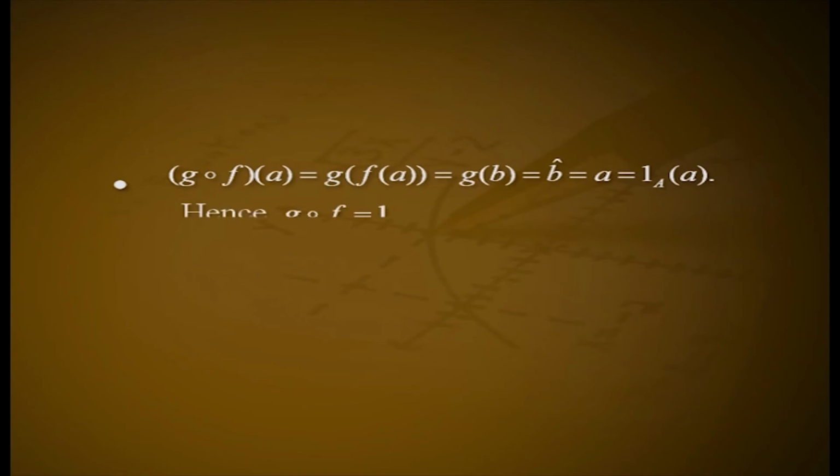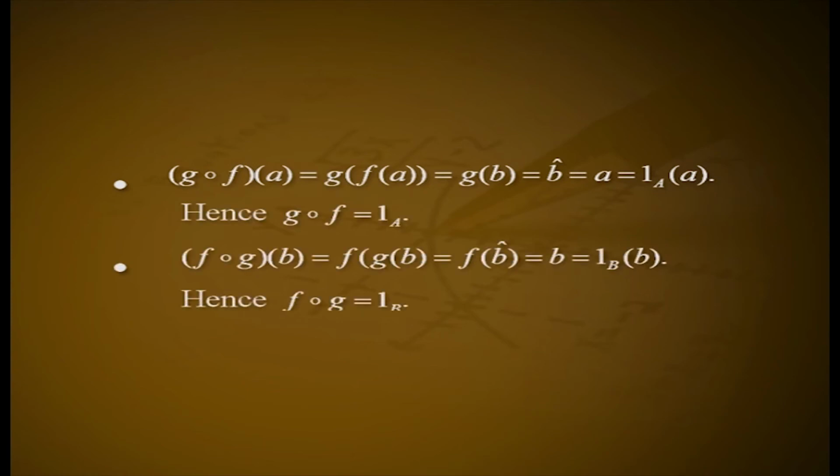Now suppose f is both 1-1 and onto, then each b belonging to B is the image of a unique element in A, say b cap. Thus, if f(a) = b, then a = b cap, hence f(b cap) = b. Now let g denote the mapping from B to A defined by g(b) = b cap. We have (g∘f)(a) = g(f(a)) = g(b) = b cap = a = 1_A(a). Hence, g∘f is 1_A.